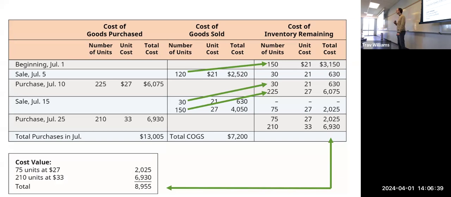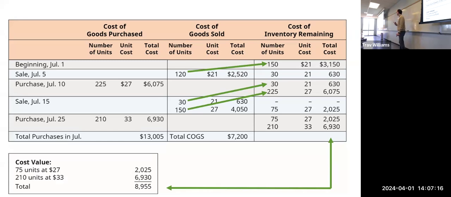Because we're doing FIFO, this sale of 180 units is going to first clear out the oldest lot, right? First in, first out. So we're going to use up all 30 of those as part of the cost of that sale. And the other 150 units are going to have to come out of the second lot, which had 225. So that means there's 75 units remaining in that second lot. And we see the first lot's completely gone at that point.